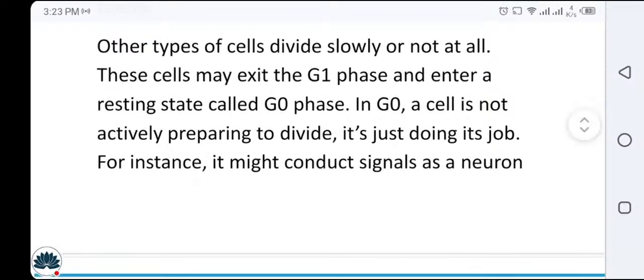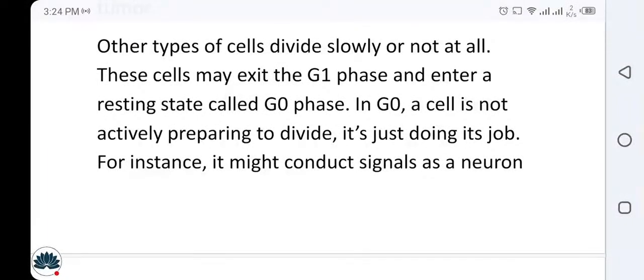These cells may exit G1 phase, as I told you, and enter a resting state called G0 phase. Okay. In G0, a cell is not actively preparing to divide. What I say to you is that basically when the brain gives the signal to the cell not to divide, then it goes towards the G0 phase. So this is just for information, it is not part of your syllabus.